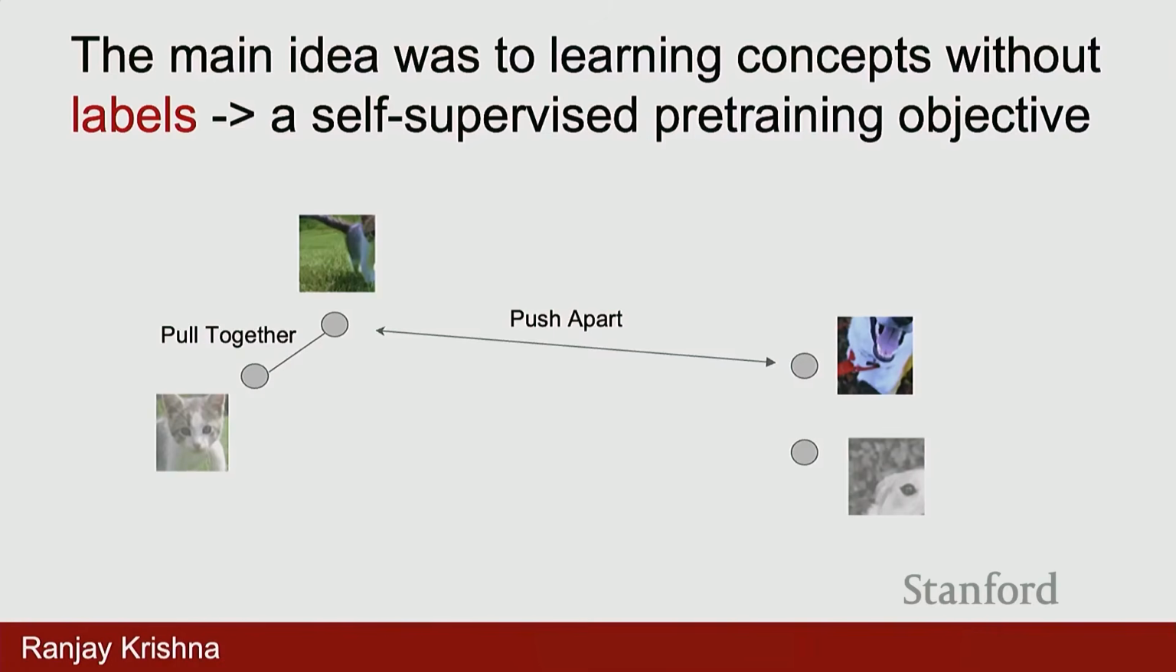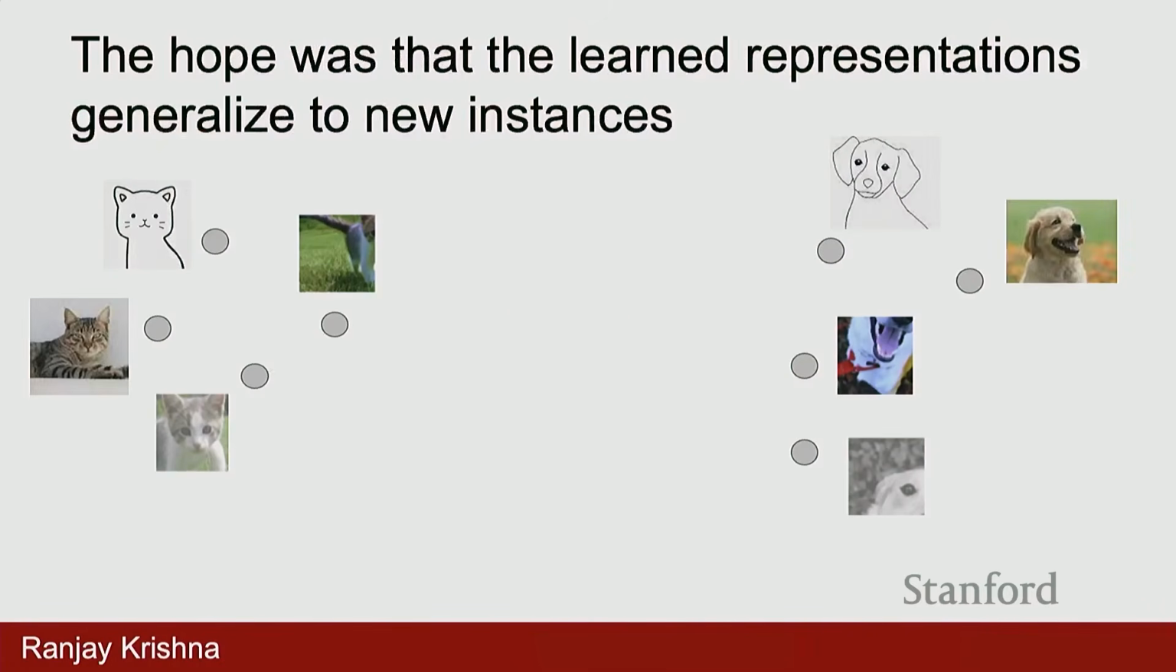Now, the hope with training with these self-supervised learning objectives is that these representations become general enough, right? So that when you see something new, maybe a sketch of a cat or a sketch of a dog, it still embeds those in the space so that it's easy to classify exactly what those concepts are.